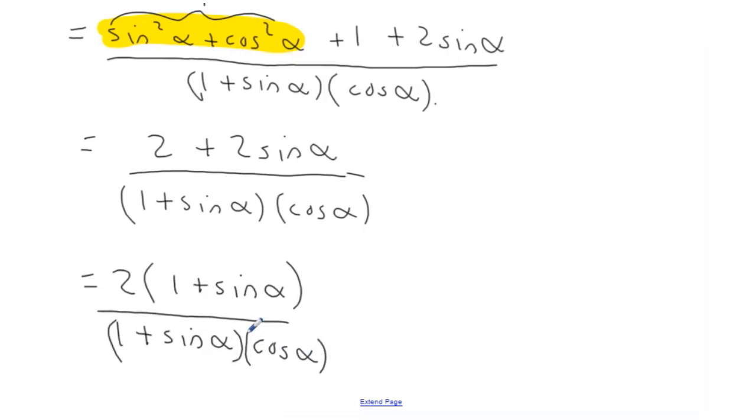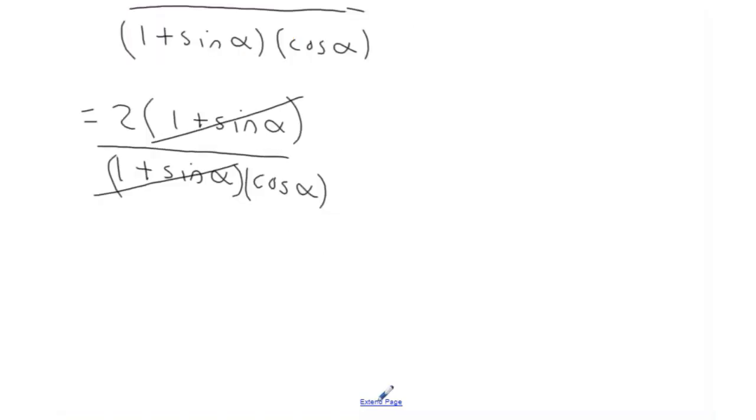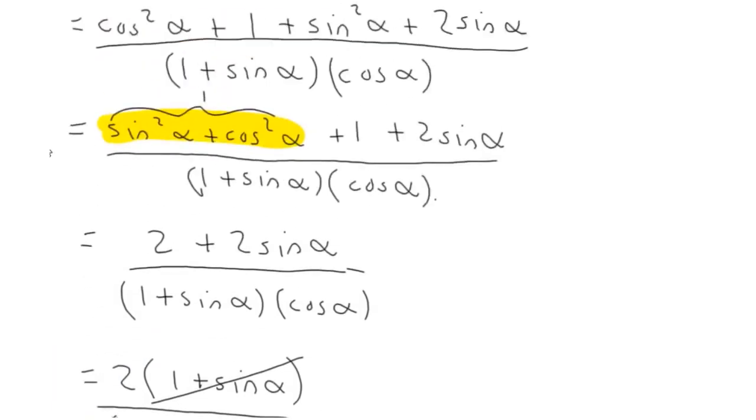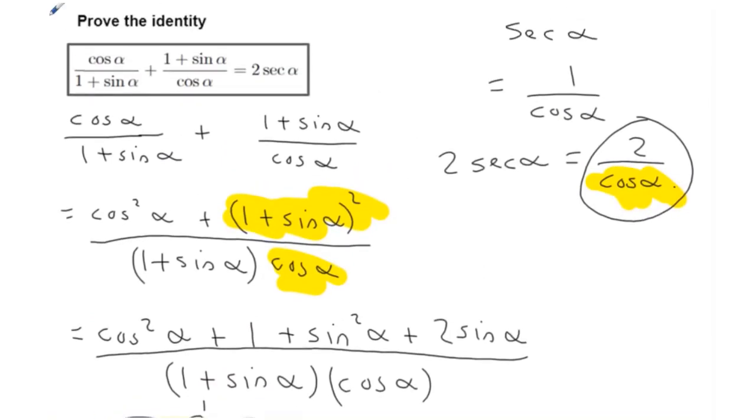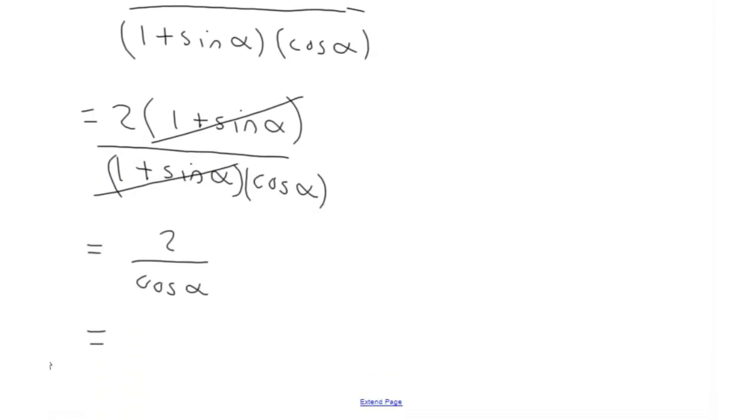Now we've got it exactly where we want it. Show the cancelling, and we finally have our 2 over cos alpha, which we're aiming at, but we need to make sure we show that we know that it's what we're aiming at. So we need to show that it is 2 sec alpha. So equals 2 sec alpha, as required.